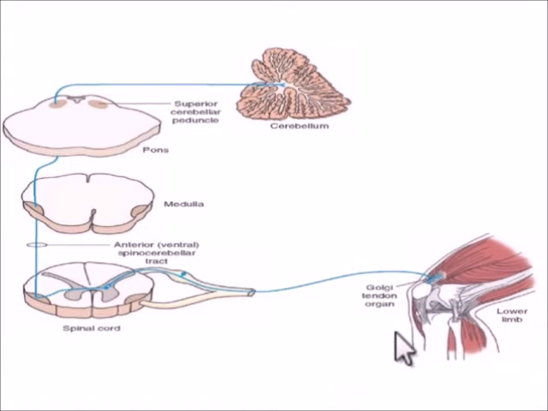The other tract is the anterior spinocerebellar tract, and this tract also comes from the lower part of the trunk and lower limbs, and also arises from the Golgi tendon organs and muscle spindles. But this tract mainly carries the sensation of crude touch and pressure. Some books write that it also carries information about the proprioceptive sensations. But let me stress here that most of the books write that it carries the sensation of crude touch and pressure from the lower limbs.